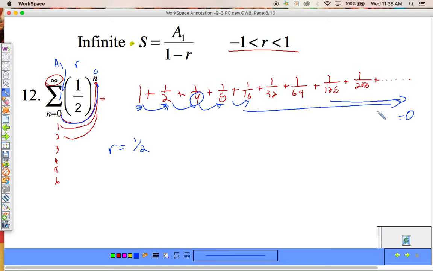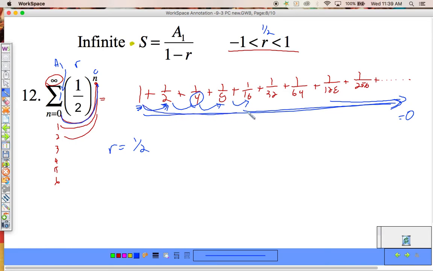You're going to get this little bitty piece of crumbs. All right? So that's what's happening. If you're taking half of something and you keep taking half forever, that number is going to get so small it doesn't make a difference. And that's what we have to have. We have to have a ratio that fits between -1 and 1. If it doesn't, you can't do it.